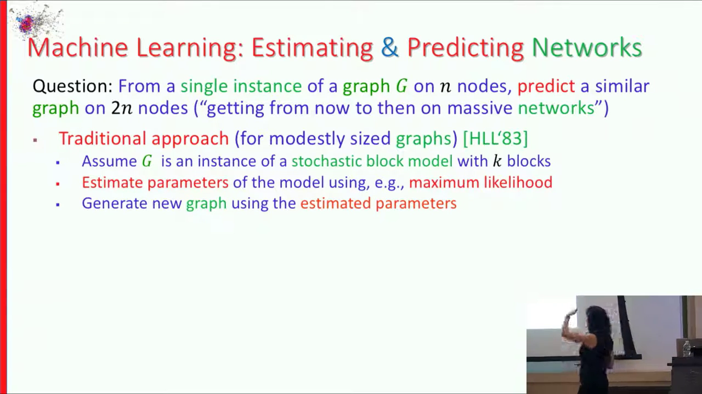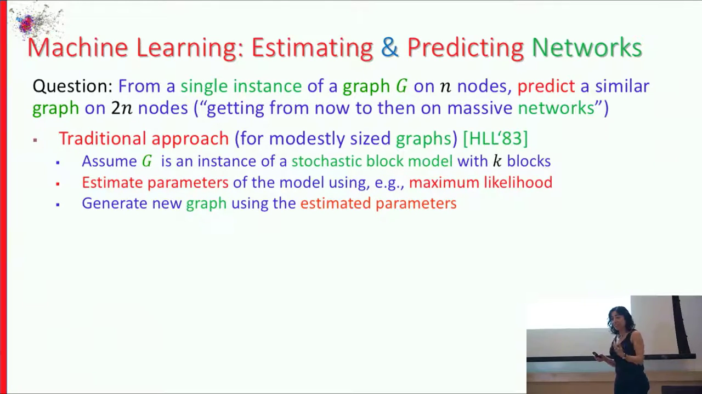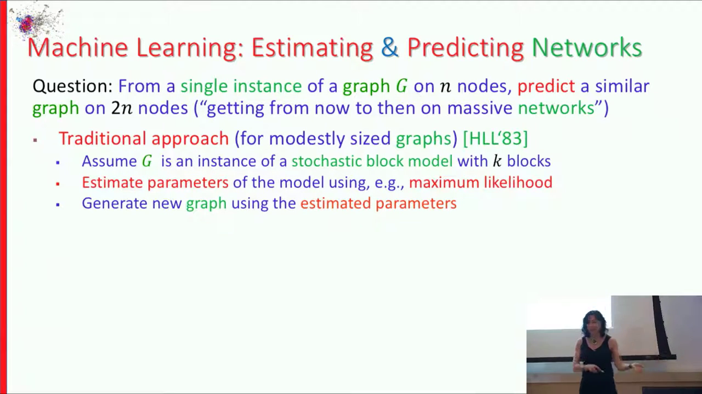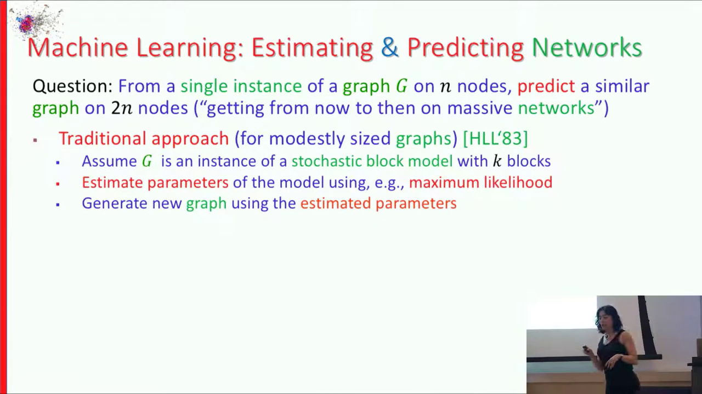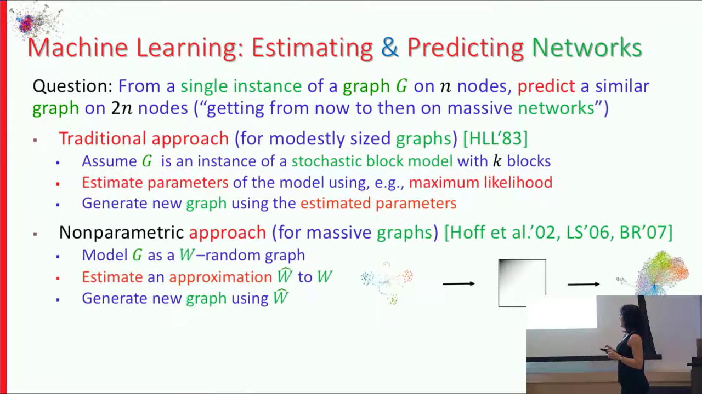So these guys who were estimating from 1983 on using this had a gut feeling for the weak form of Szemerédi's lemma. Okay? They estimate the parameters of the model. They estimate all these P_ij's, the probability that red is connected to blue, red is connected to green, red is connected to red. And they generate a new graph using the estimated parameters. Okay, the non-parametric approach, because you don't want that many parameters, is that you model G as a random graph, you estimate an approximation to the W, and then you generate a new graph using that estimation.